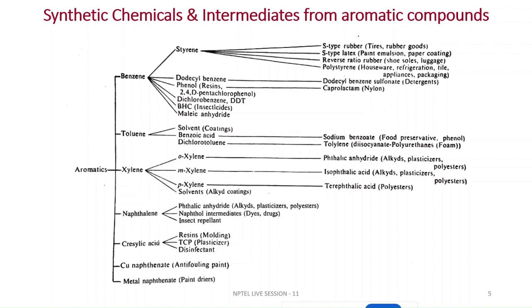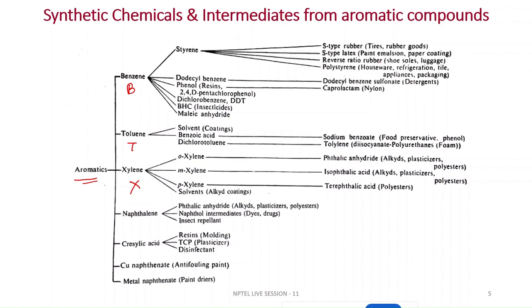you are getting from aromatic compounds. So these are the main aromatic compounds, that is B, T, X, benzene, toluene, xylene, naphthalene, cresylic acid, some other compounds are there. So from the benzene, we will discuss later on how to produce styrene. So from the benzene, we can have styrene.